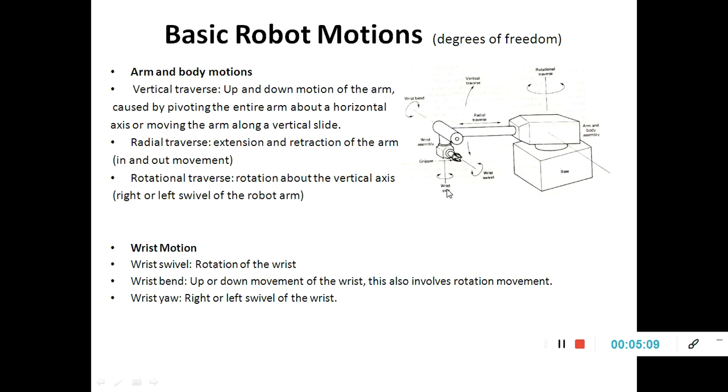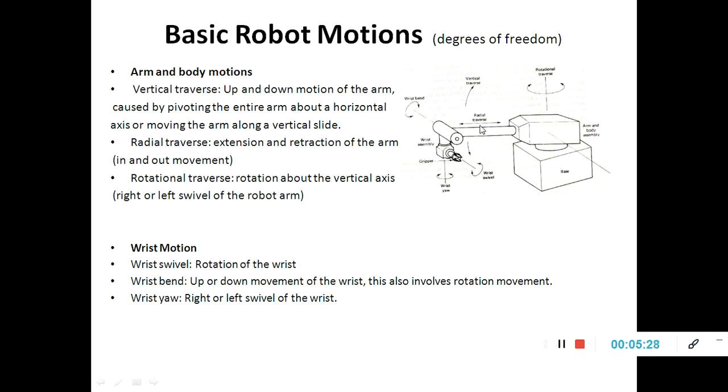And this last one is known as the wrist yaw. The wrist yaw can also be rotated. So with these three rotary movements, that is wrist swivel, wrist yaw, and wrist bend, the wrist can be moved in any direction, so it has 3 degrees of freedom.